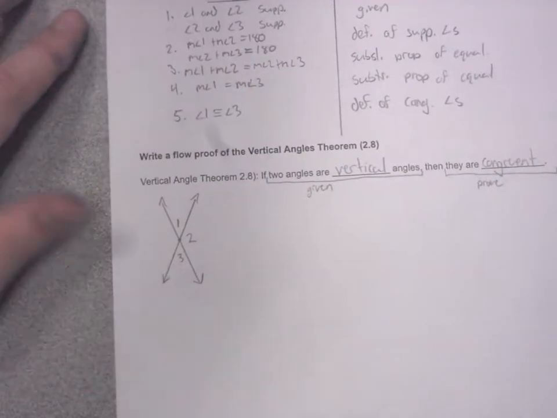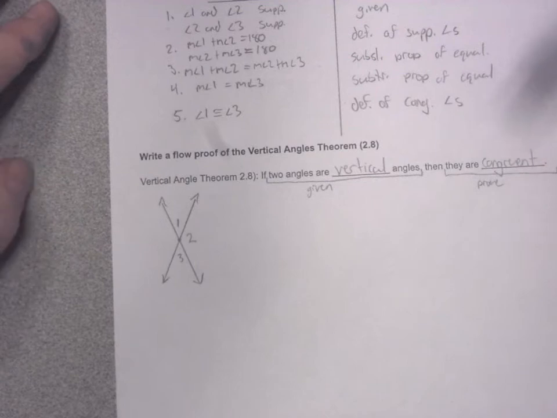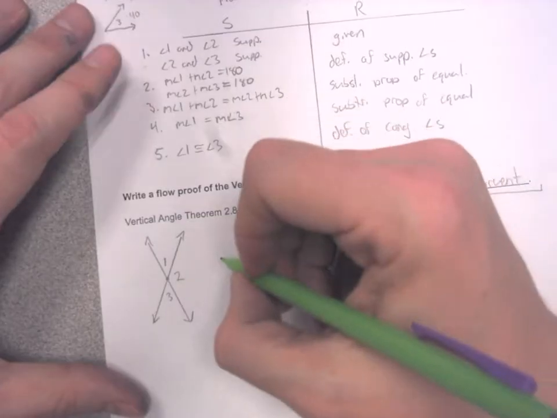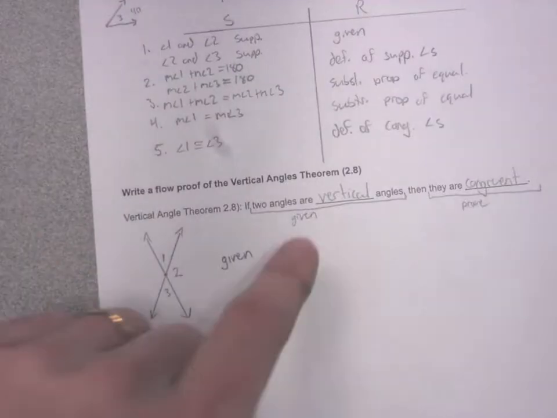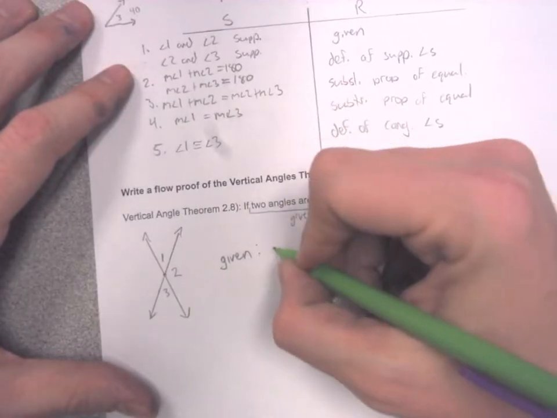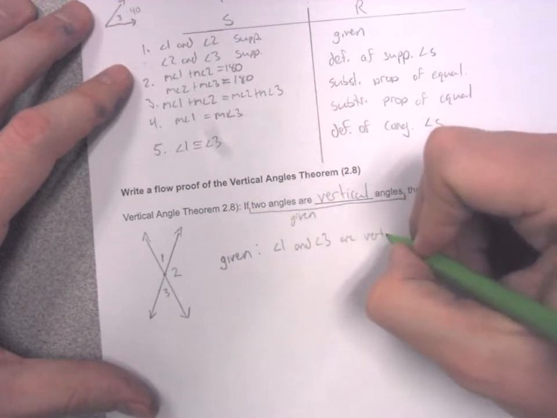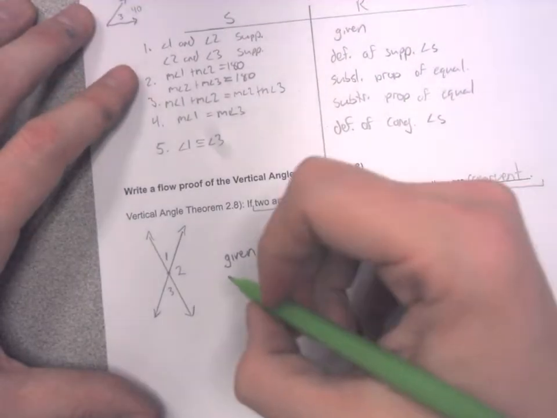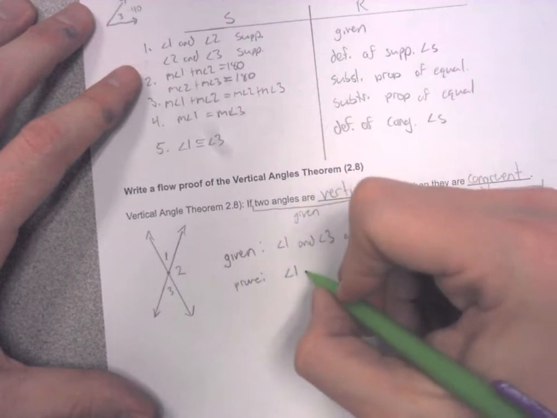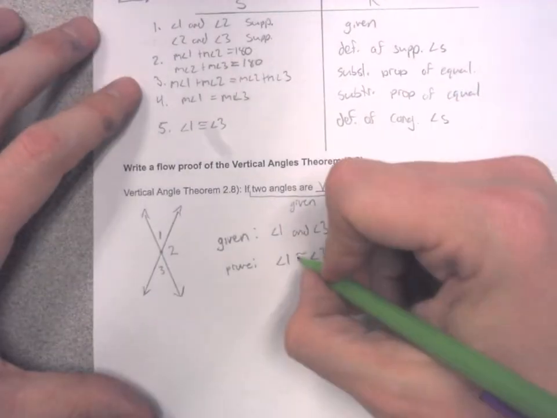So if you notice, angle 1 and angle 2 form a linear pair, and angle 2 and angle 3 form a linear pair. That's going to be an important part of our proof. So this is the setup. We need to translate the given and the proof statements into statements that use these labels. So given angle 1 and angle 3 are vertical angles. We can assume they're vertical, that's it. We can't assume that they're congruent, because that's actually what we're trying to prove: that angle 1 is congruent to angle 3.